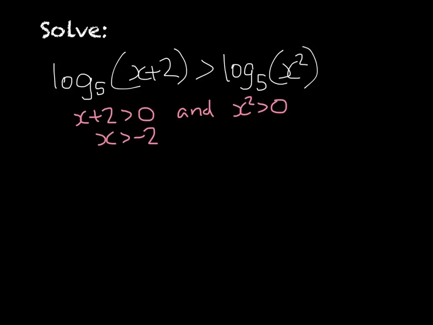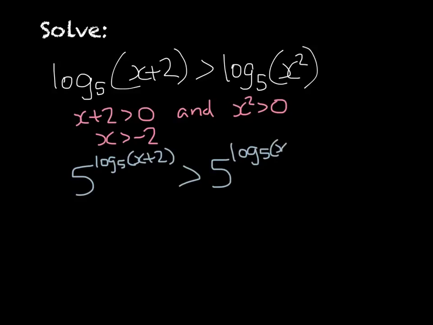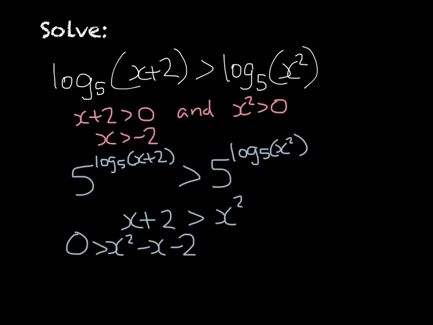Okay, so now we're going to take 5 and raise it to the power of both sides. So we end up with 5 to the power log base 5 of x plus 2 is greater than 5 to the power log base 5 of x squared. And so now we can get rid of the logs and the exponents because they'll cancel each other out. And we end up with x plus 2 is greater than x squared, or 0 is greater than x squared minus x minus 2.